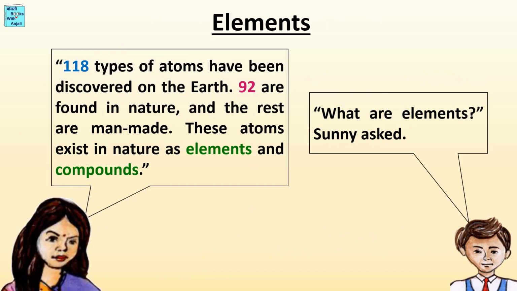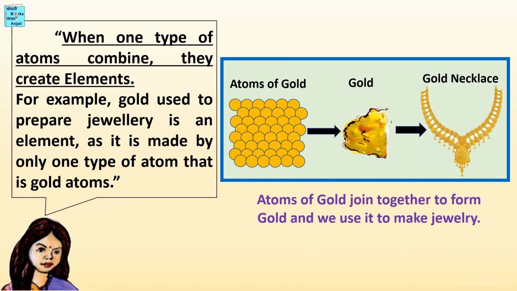118 types of atoms have been discovered on the earth. 92 are found in nature and the rest are man-made. These atoms exist in nature as elements and compounds. What are elements? Sunny asked. When one type of atom combines, it creates an element.